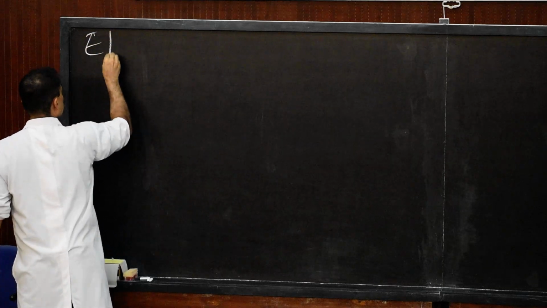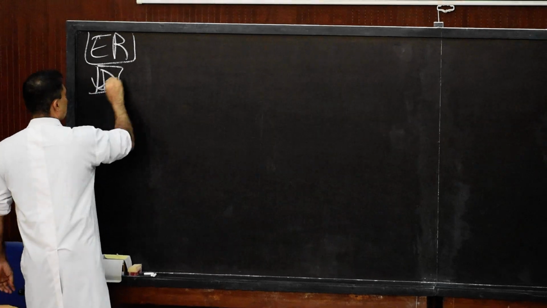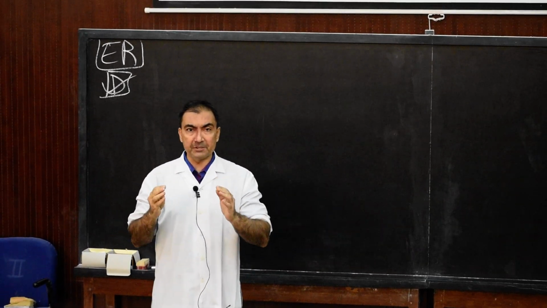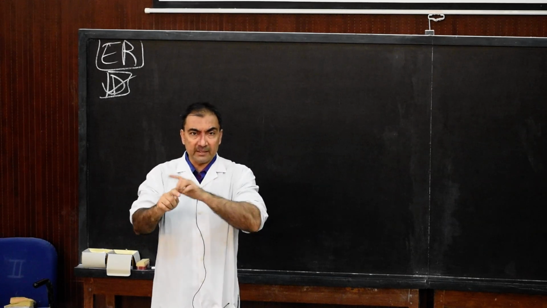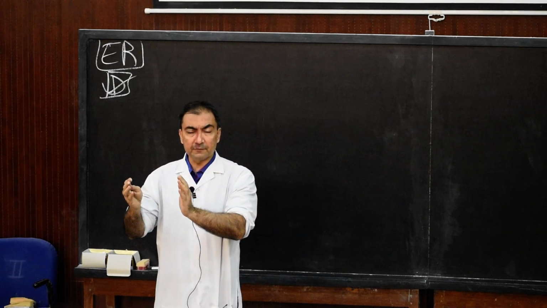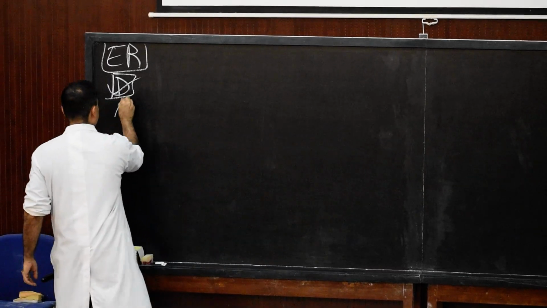The extensor retinaculum definition will be: it is an oblique fibrous band which is derived from the deep fascia, which stretches across the dorsum of the wrist to retain the extensor tendons in proper position. This is the definition of the extensor retinaculum. Now we come up with the attachments. What will be the attachment?